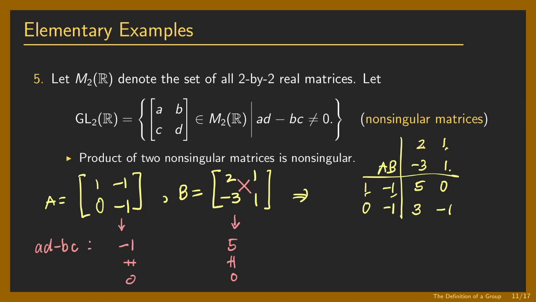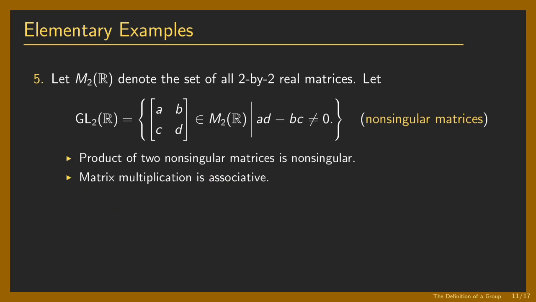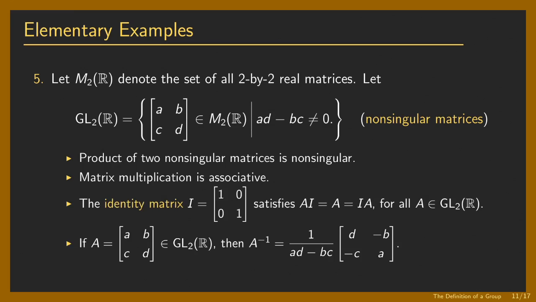Okay. So my question is, what is the AD minus BC here? You see, AD minus BC is negative 5. Still not 0. This is what I mean when I said that the product of two non-singular matrices is non-singular. It remains non-singular. Okay? Next, this is a basic fact from linear algebra. We know that matrix multiplication is associative. Now, I will not go into proving that this is true because we only have a limited time in this video.